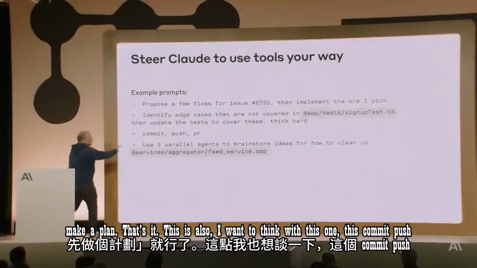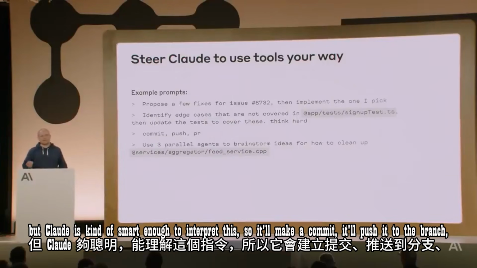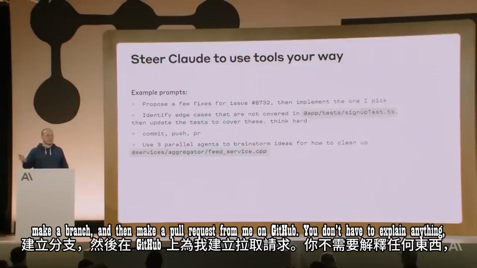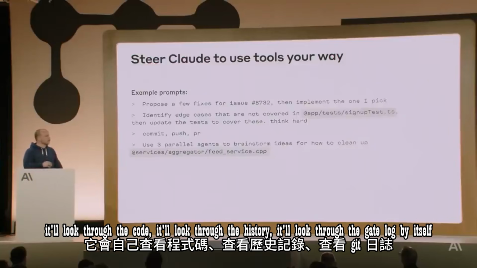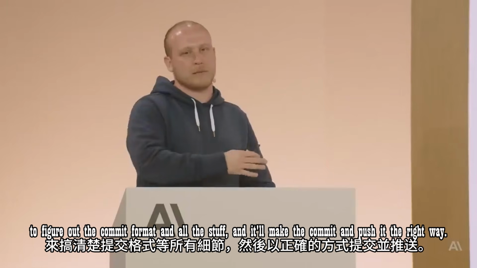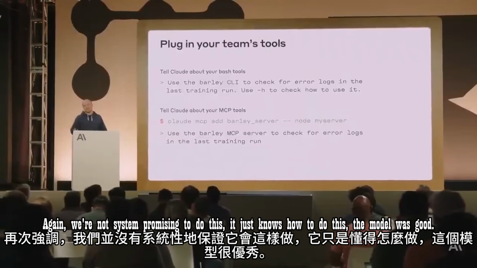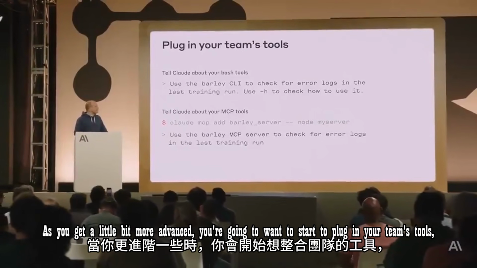I wanted to include this one too, this commit push PR. This is a really common incantation that I use. There's nothing special about it, but Claude is smart enough to interpret this. So it'll make a commit, make a branch, push it to the branch, and then make a pull request for me on GitHub. You don't have to explain anything. It'll look through the code, the history, and the Git log by itself to figure out the commit format and all the stuff. And it'll make the commit and push it the right way. Again, we're not system prompting it to do this. It just knows how to do this. The model is good.